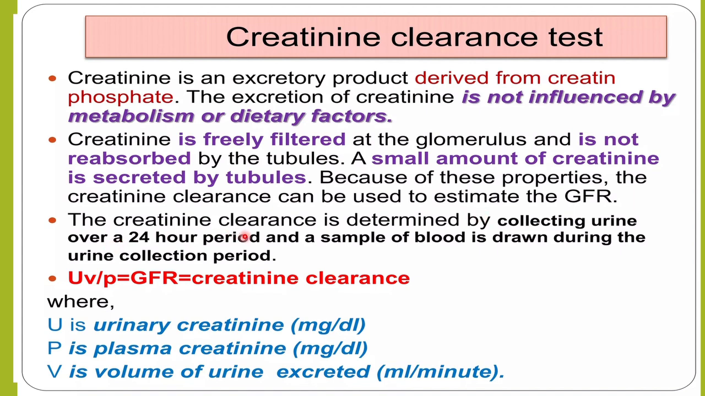So the creatinine clearance is determined by collecting urine over a 24-hour period and a sample of blood drawn during the urine collection period. So this is the formula for how we calculate the creatinine clearance, which we have already told you. U is the urinary creatinine in milligram per deciliter, P is the plasma creatinine in milligram per deciliter, and V is the volume excreted in ml per minute.